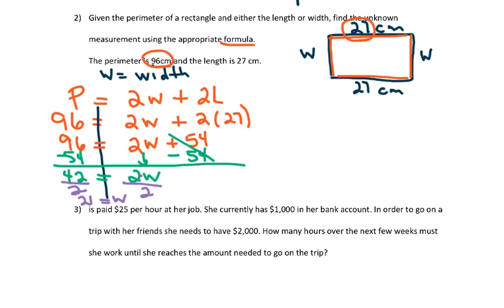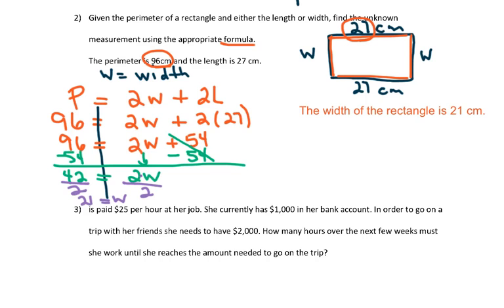So the question was, find the unknown measurement. The unknown measurement was width, so the width is 21 centimeters. Make sure you include the label with that. So again, the width of the rectangle is 21 centimeters. Make sure you put the label with it. Alright, let's move on to number 3.